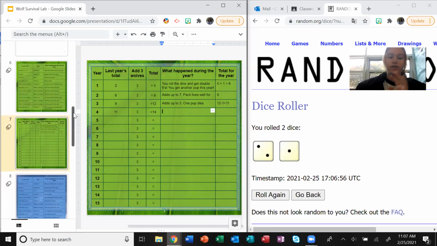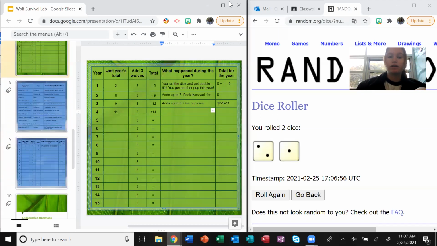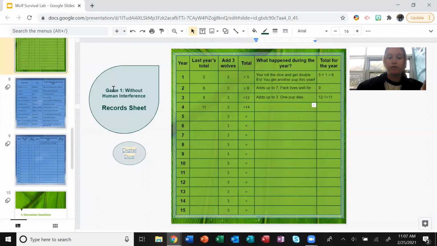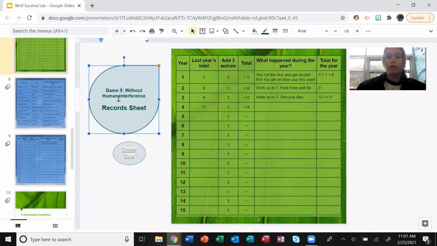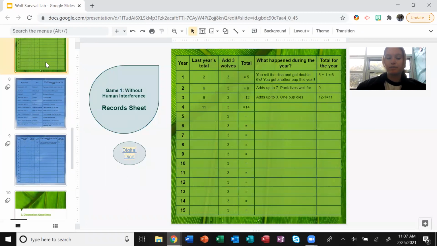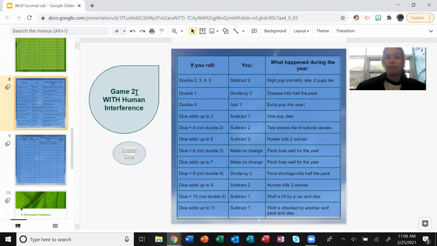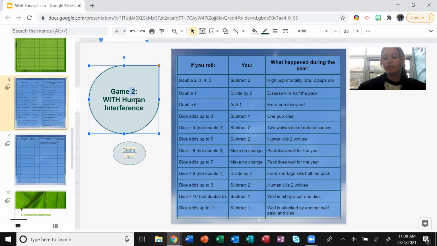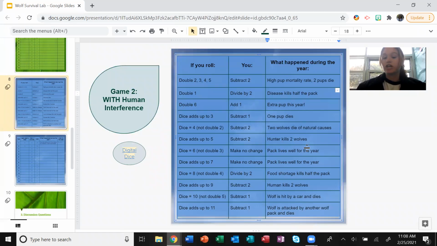Once you've completely filled in your record sheet, you're going to go to game number 2. Notice these green ones say game 1 without human interference. The blue record sheets say game 2 with human interference. So now some of these explanations have changed slightly. There could be food shortage that kills half the pack. Humans could kill some of the pack. There's also diseases, which would definitely affect the pack a bit more. Getting hit by a car, that's obviously going to affect that.